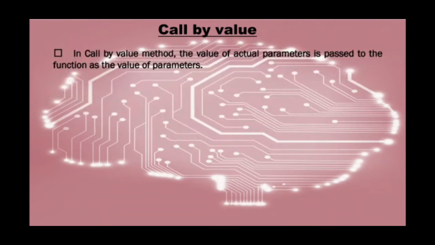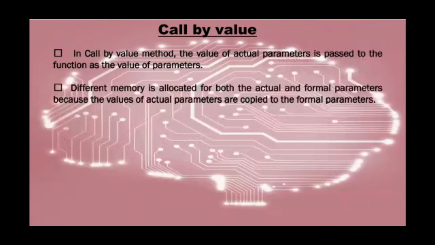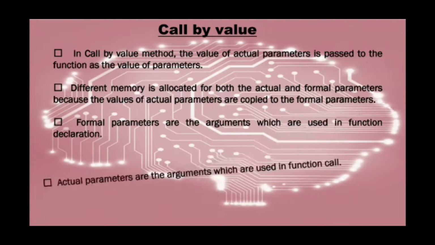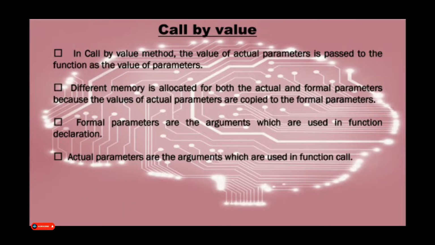First, call by value. In the call by value method, the value of actual parameters is passed to the function as the value of the parameters, and then different memory is allocated for both the actual and formal parameters because the values of the actual parameters are copied to the formal parameters. Here, formal parameters are the arguments which are used in the function declaration, and the actual parameters are the arguments which are used in the function call.